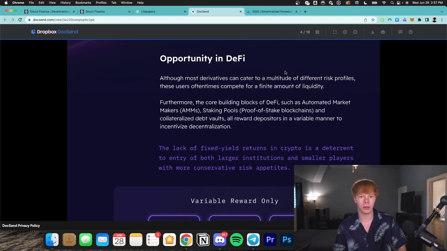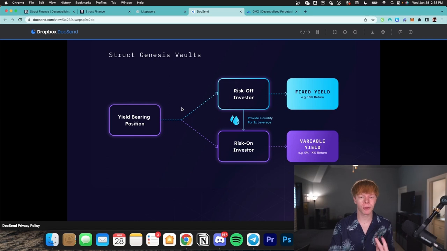The variable yield, which is usually the higher yield, is the vault that is taking on the risk, whereas the fixed yield vault is the vault that is going to be completely stable and just have a fixed return. With that being said, obviously the vault that's taking on the risk is going to get the way better return, but also have the risk in their case. So as you can see here, there are two different components of a yield bearing position within Struct Finance. There's the risk off investor and the risk on investor. The risk off is essentially just lending their money to the risk on vault.